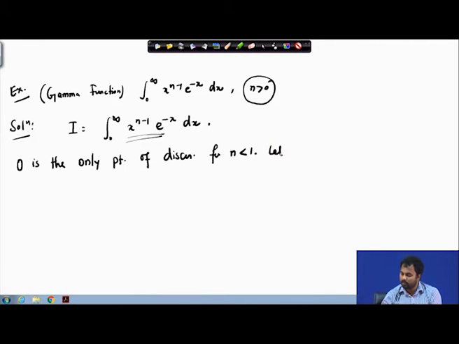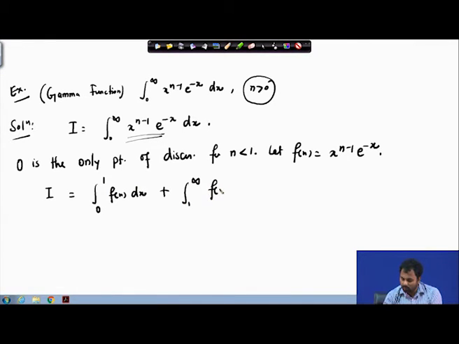Next, let us take f(x) equals x to the power n minus 1 times e to the power minus x. Then I can write my integral I as the sum of two integrals: 0 to 1 of x to the power n minus 1 e to the power minus x, which is the given function f(x), and then 1 to infinity of f(x) dx. So, this one is our integral I 2, this one is our integral I 1. For integral I 1, we have an infinite discontinuity at x equals 0 for n less than 1.